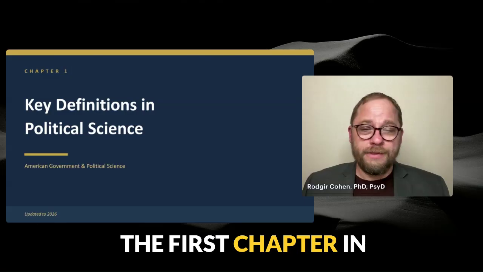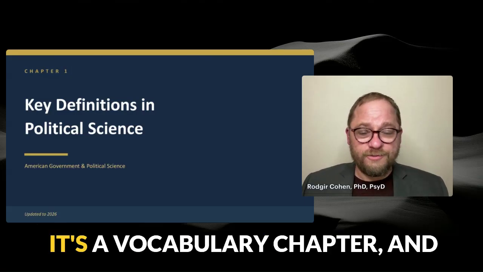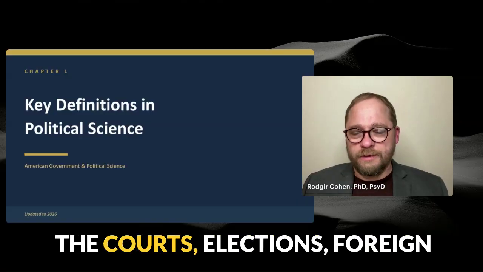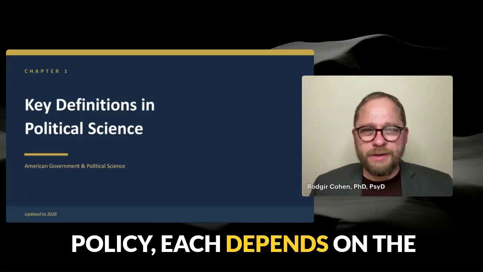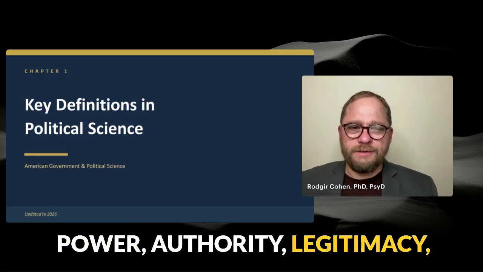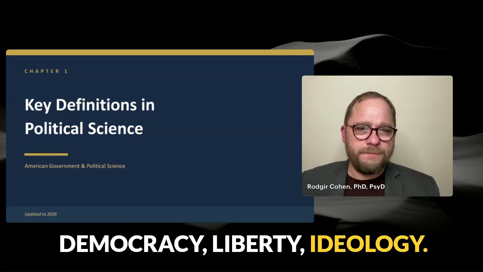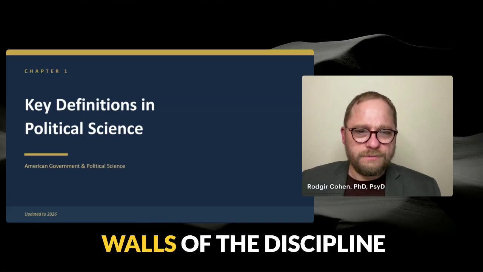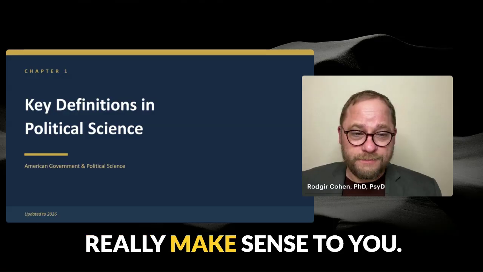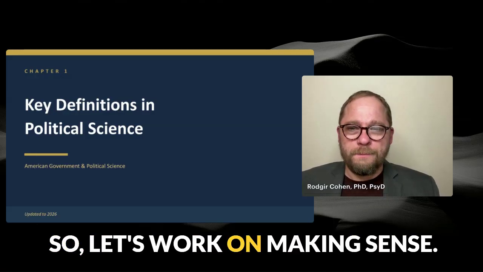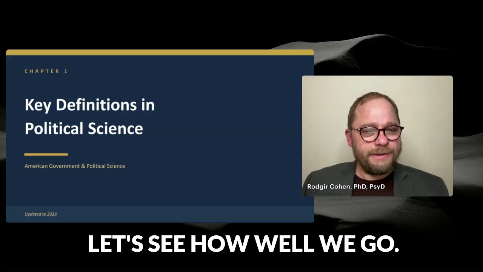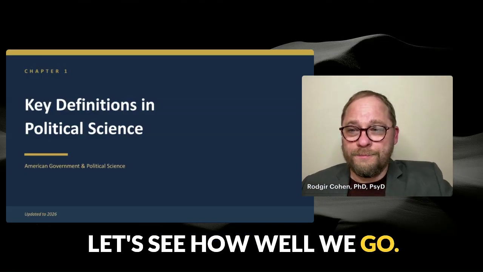The first chapter in our textbook goes over vocabulary. It's a vocabulary chapter, and every chapter that follows, the Constitution, Congress, the courts, elections, foreign policy, each depends on the concepts that we build today. Power, authority, legitimacy, democracy, liberty, ideology. These are all load-bearing walls of the discipline of political science. If you don't understand them, the rest of the course won't really make sense to you. So let's work on making sense. Let's build the foundation. Let's just do this and let's see how well we go.